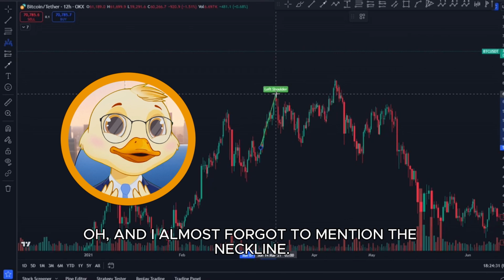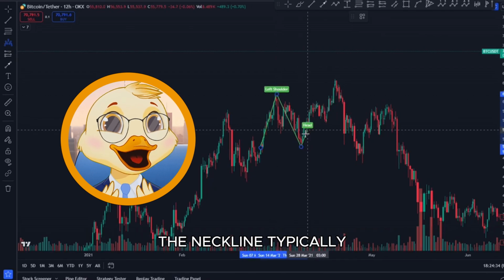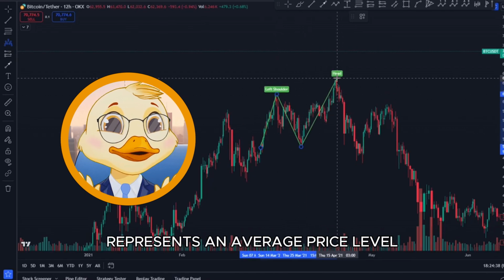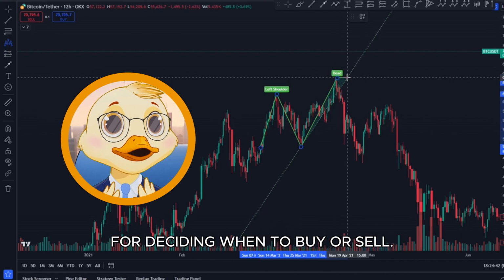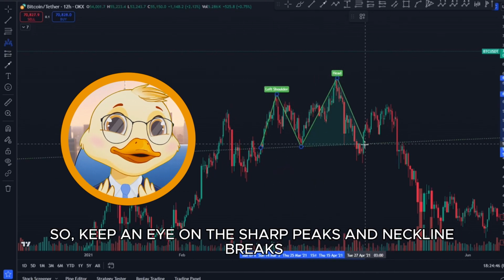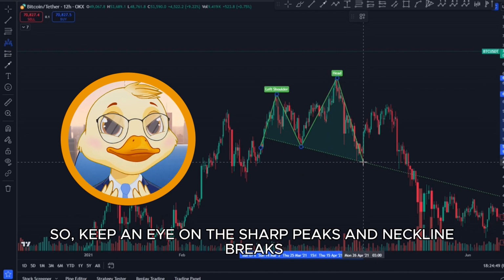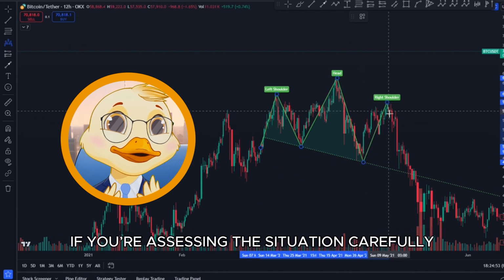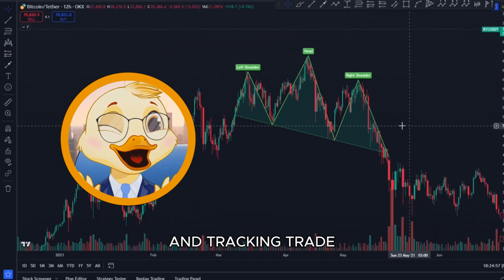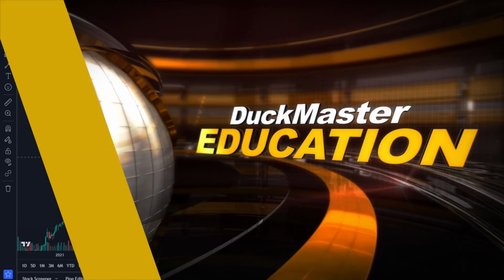Oh, and I almost forgot to mention the neckline. The neckline typically represents an average price level and can be a helpful guide for deciding when to buy or sell. So keep an eye on the sharp peaks and neckline breaks. If you're assessing the situation carefully and tracking trade volumes, you're on the right track.